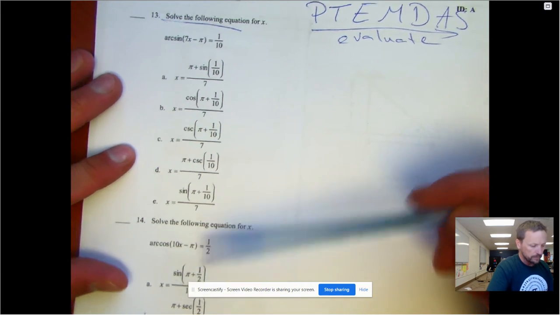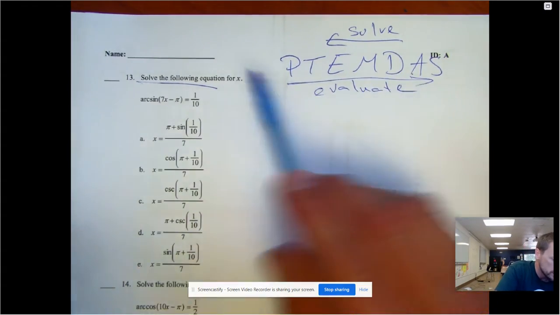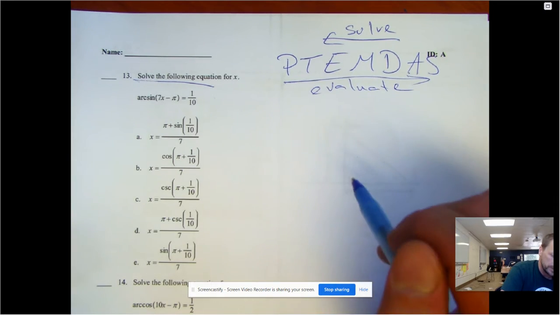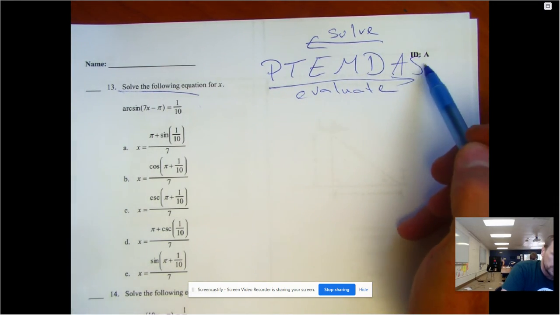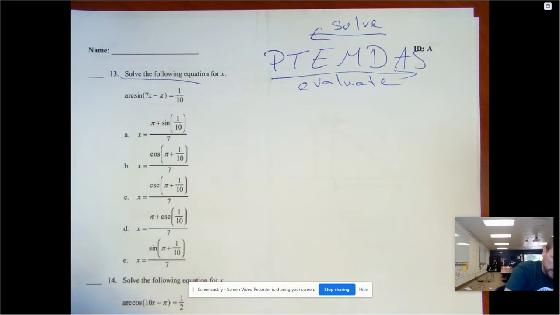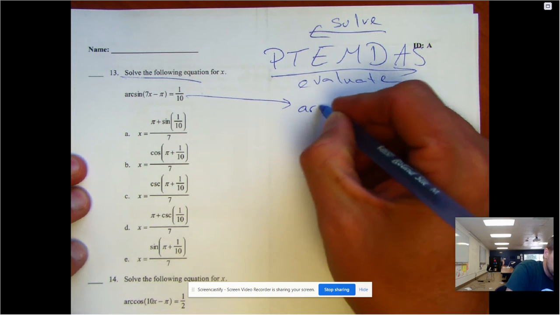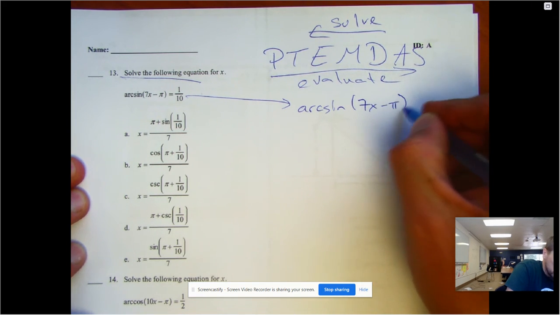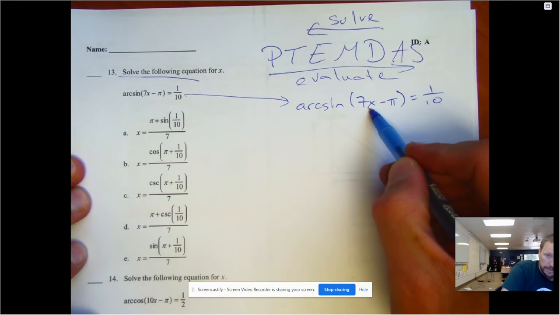So they're very similar. But the one thing that we want to understand is that when it comes to solving equations, we want to reverse the order of operations. The order of operations is for evaluating. So we're going to reverse that. And with this then, I'm just going to rewrite this down. So we have arc sine of the quantity 7x minus pi equals 1 over 10. All right, so we want to get x by itself.